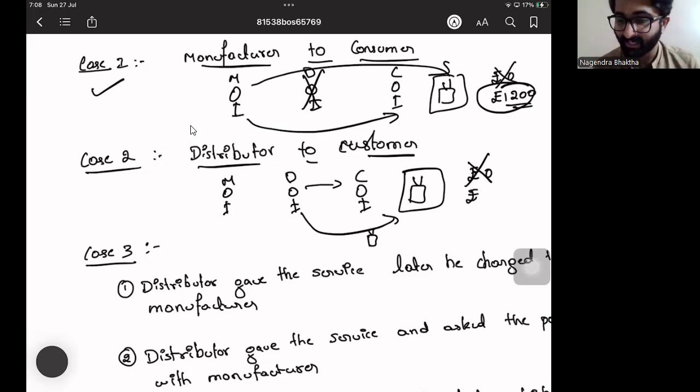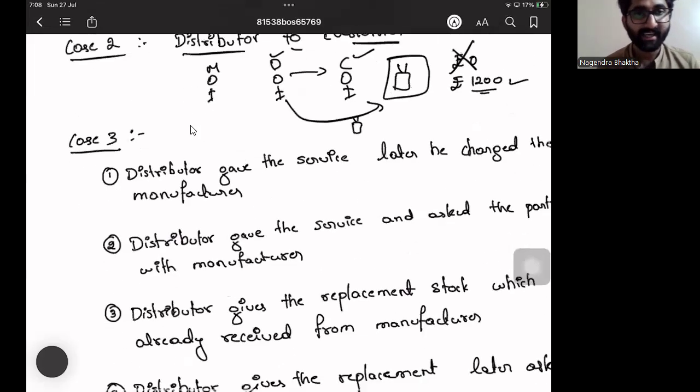What if he had charged an extra amount of 1200? Then on that there is GST. It is liable to be called a supply. Clear? This will be a supply. Why? Because a charge is there. Who will charge? The distributor will charge the consumer. This is case number two. Rewind, repeat, understand. Next one, case number three.